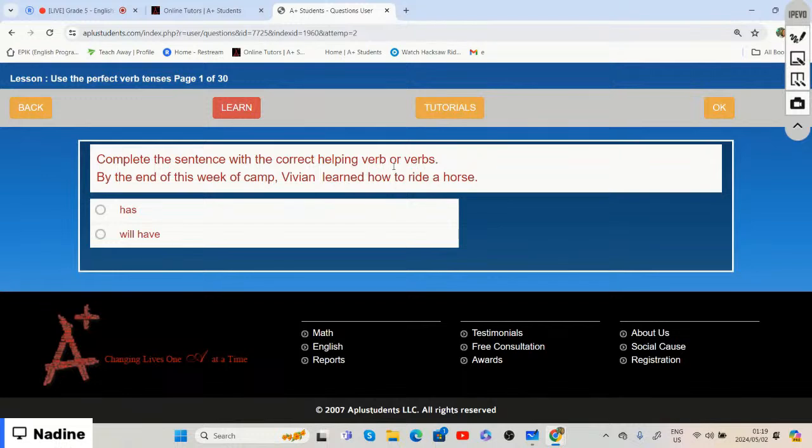So we can say, by the end of this week of camp, do we say Vivian has learned how to ride a horse, or do we say Vivian will have learned how to ride a horse? So is this now has, which is option one, or will have, which is option two? All right, so we can say by the end of this week of camp, Vivian will have learned how to ride a horse. So well done. That is the future tense, so it is will have.